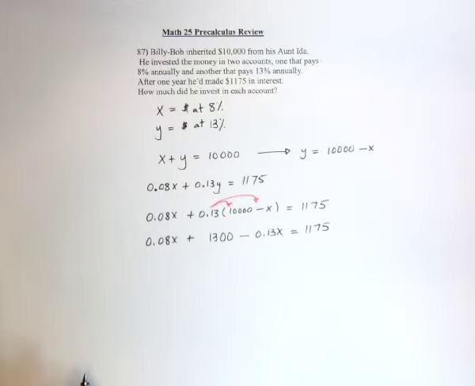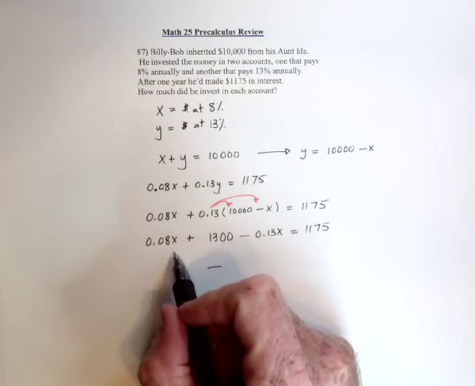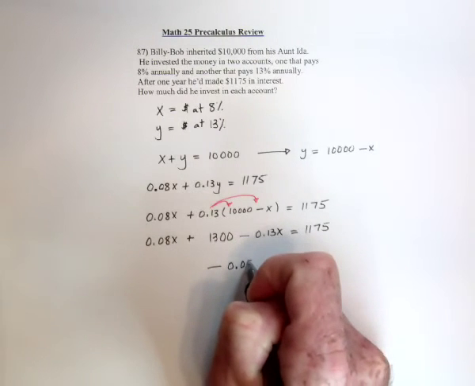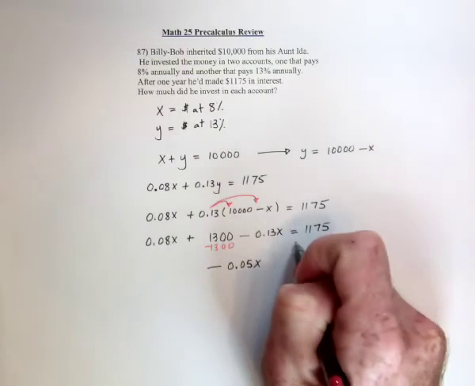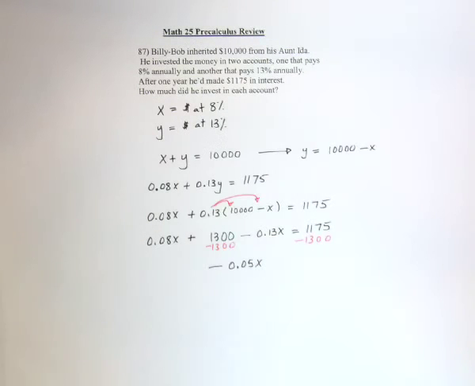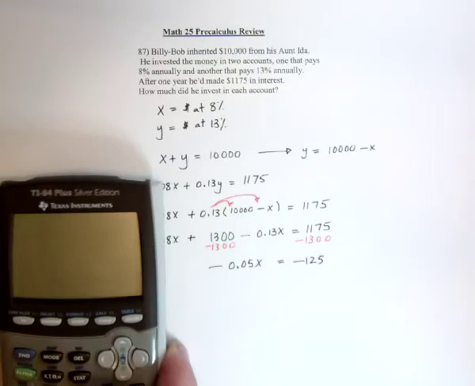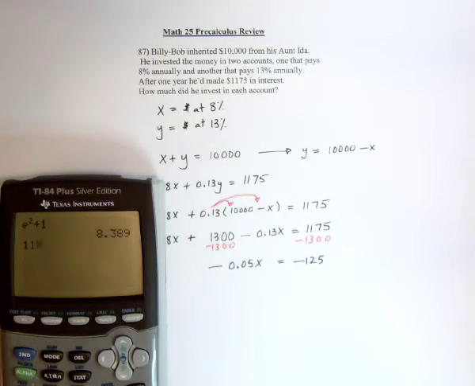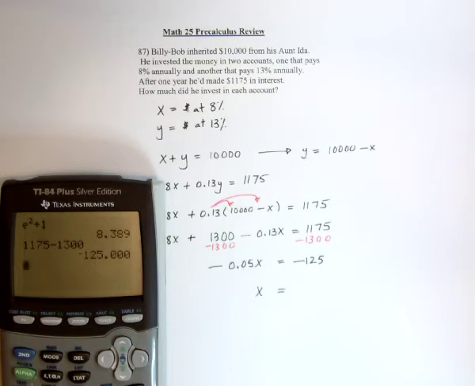So combining like terms, there's going to be negative 0.13x and positive 0.08x. That's going to be negative 0.05x. And then we need to subtract 1,300 from both sides, which I believe is going to be negative 125. Of course, I can just double check. 1175 subtract 1,300. Okay, then the last thing to do here on this x part is divide both sides by negative 0.05.